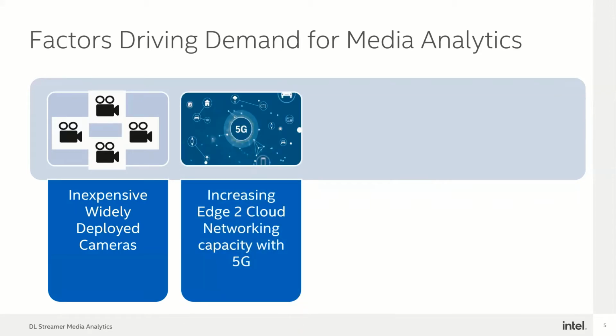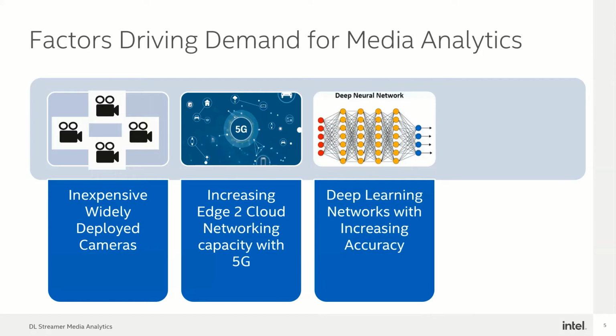Next, we see increasing edge to cloud networking capacity with 5G coming on board, as well as general infrastructure improvements throughout. Since 2012, with the explosion of deep learning, we finally have algorithms with great accuracy. We cracked that 80 to 90% accuracy barrier for a lot of the computer vision tasks, and those are only increasing in accuracy daily. The research is active, and given the amount of data and research involved, these algorithms have now become actionable. We can start to use them in production settings.